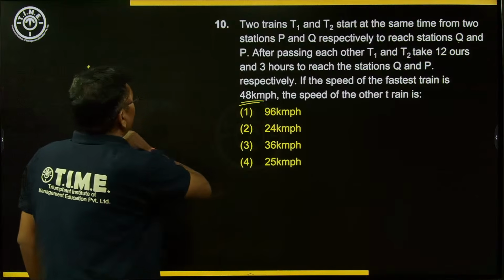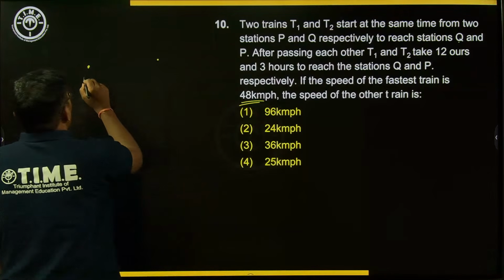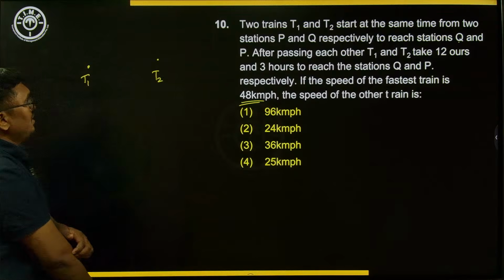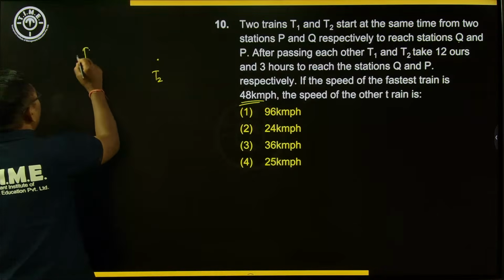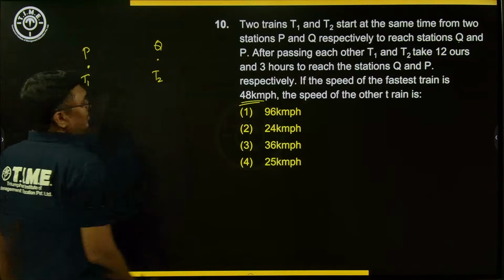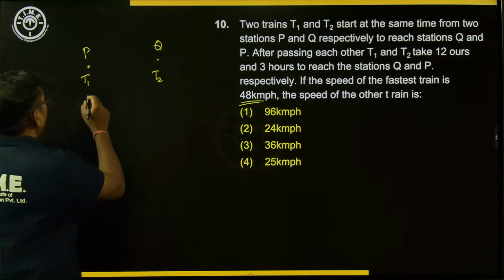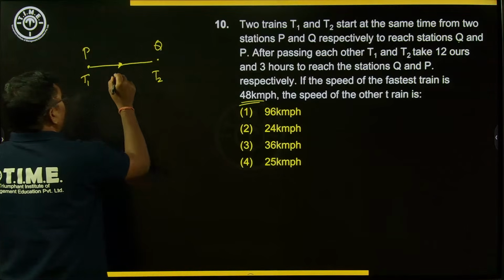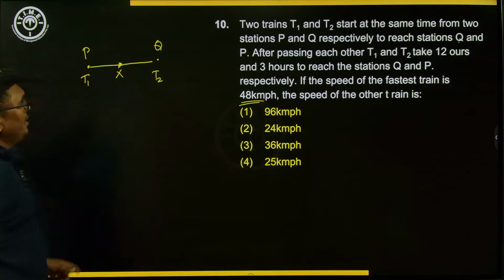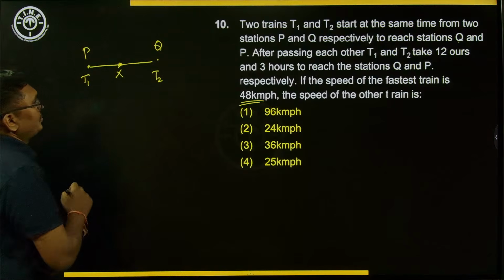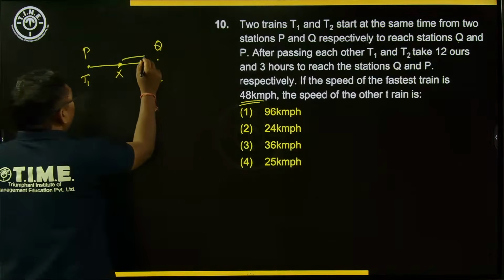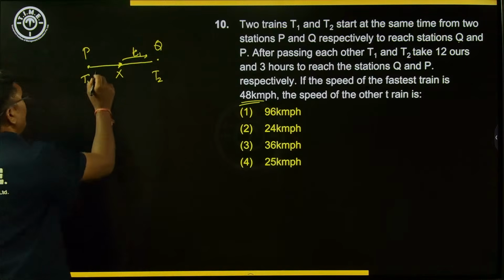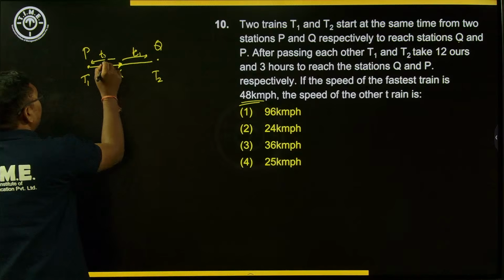So two trains, this is T1 and this is T2. T1 starts from P and T2 starts from Q. So after these two trains meet, let us say after meeting, T1 takes how much time to reach Q? This is 12. Let us say this is T1, and this is T2, right?